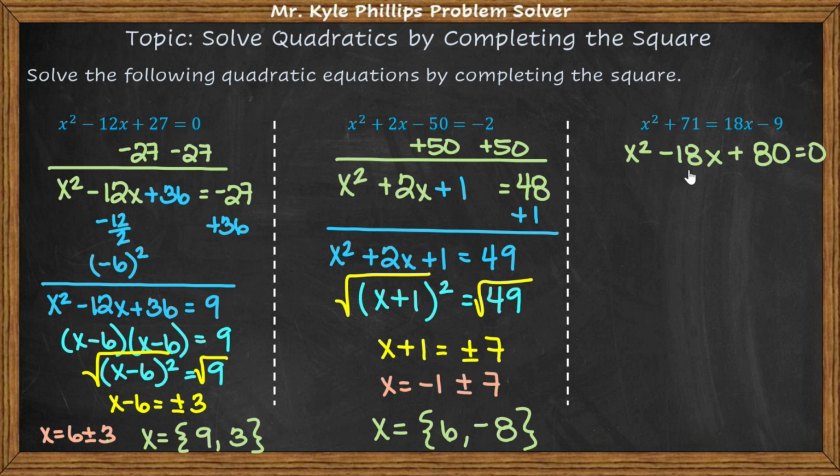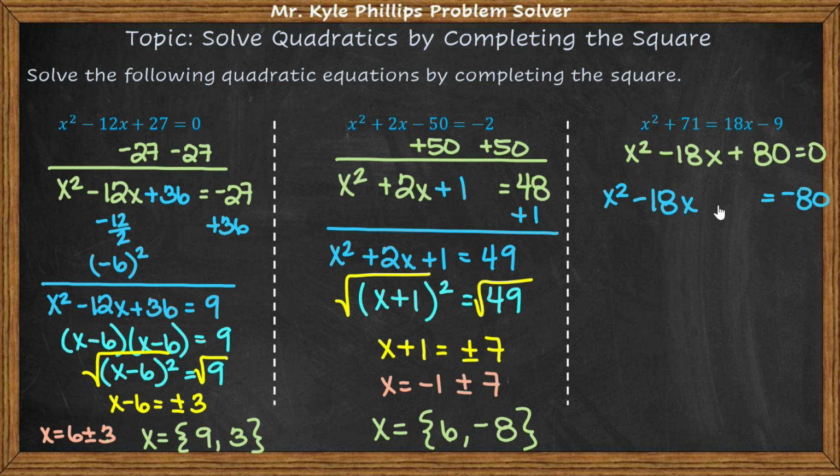Now, let's take 18 and cut it in half. What do we get? We get 9, or negative 9 rather. What's negative 9 squared? 81. Okay, this is not 81. So I want to solve this by creating a perfect square. So I'm going to move the 80 over here. So now I have x squared minus 18x, intentionally leaving room, equals negative 80.